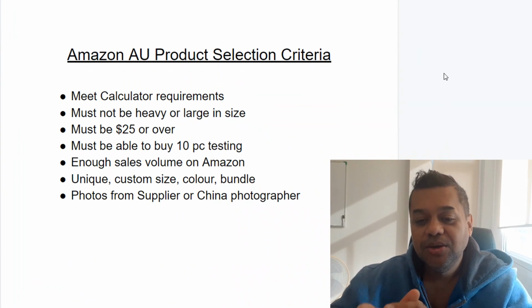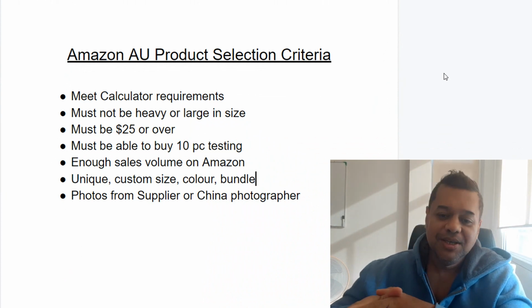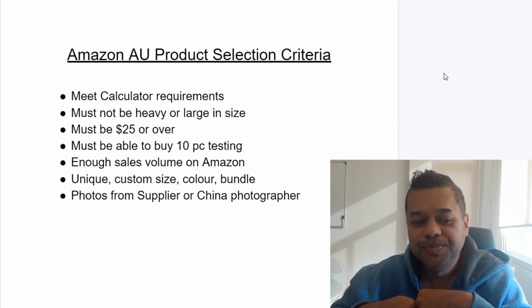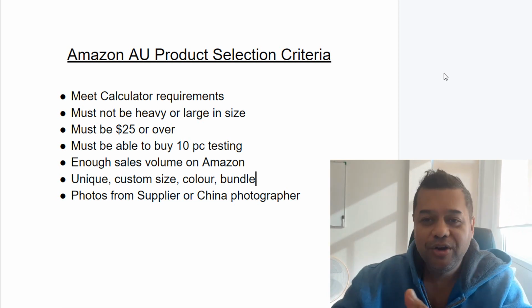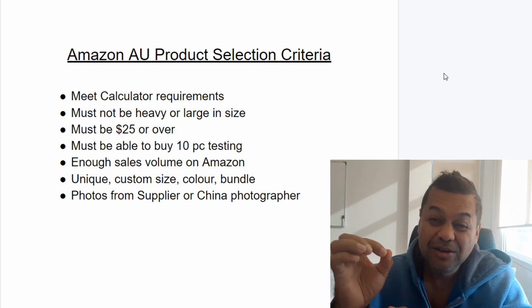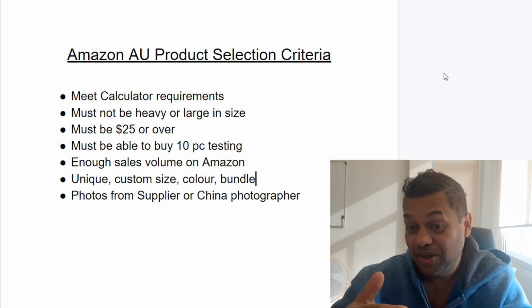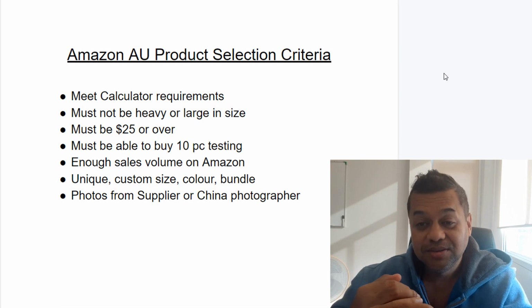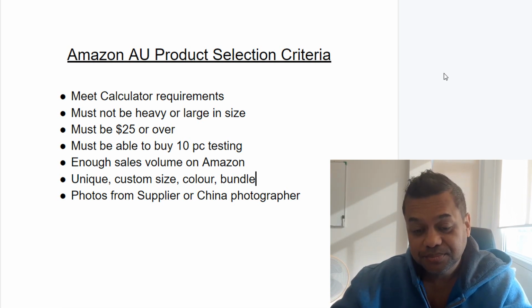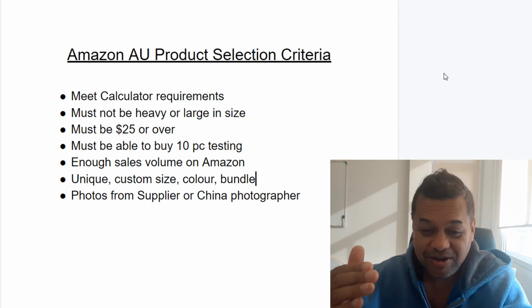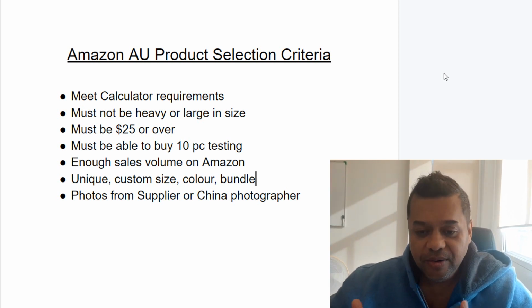All right. So this is my Amazon product selection, and this is for Amazon Australia. Amazon USA is very, very competitive. There are very few big players in Amazon Australia at the moment, and this is how you can capitalize on that. I'll go into it in a second. So this is basically the criteria, not in any particular order. They're all very important. We want to meet the calculator requirements. I built a spreadsheet, and I'll show you that in a second.